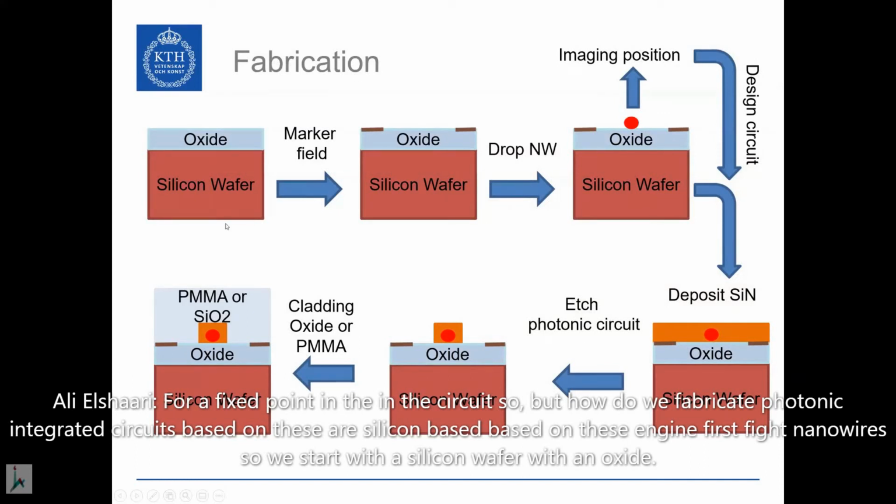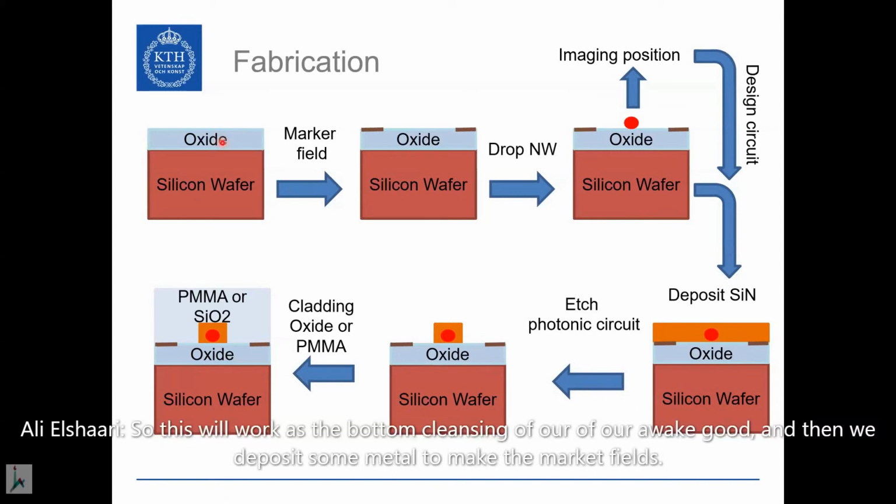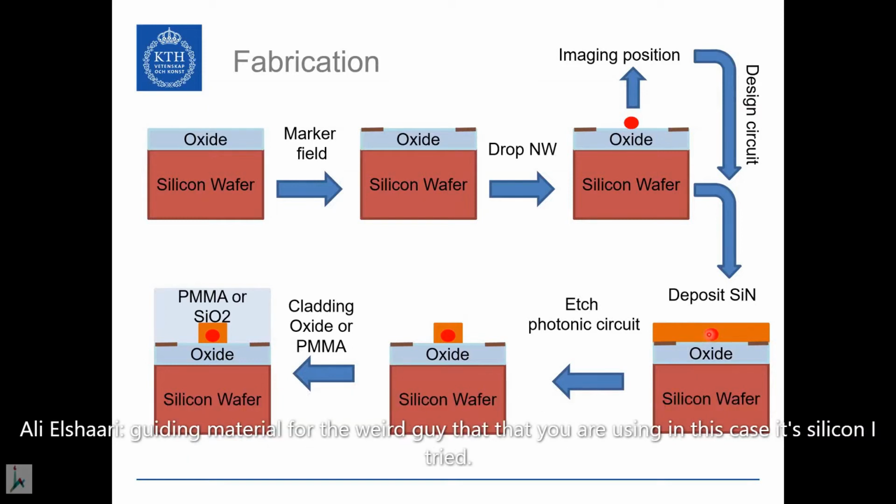But how do we fabricate silicon-based photonic integrated circuits based on these indium phosphide nanowires? We start with a silicon wafer with an oxide layer, as you see here. This will work as the bottom cladding of our waveguide, and then we deposit some metal to make the marker fields. We drop the nanowire using our nano manipulation technique. We perform imaging from the top of the nanowire to image the nanowire with respect to the marker field. Then we deposit silicon nitride, which will work as the guiding material for the waveguide that we are using. In this case, it's silicon nitride.